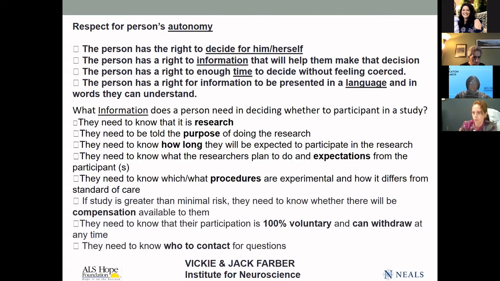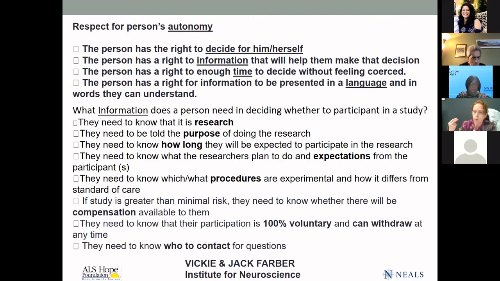In practical terms, when we talk about information, what is information? Number one, people need to know that this is research. This is not standard of clinical care. They need to know what is the purpose of research, why is it being done. They need to know how long they will be expected to participate. They also need to know what are the plans and what procedures the researchers plan to do.